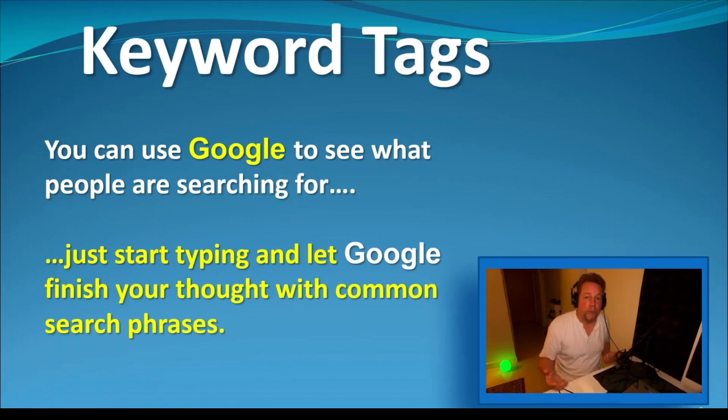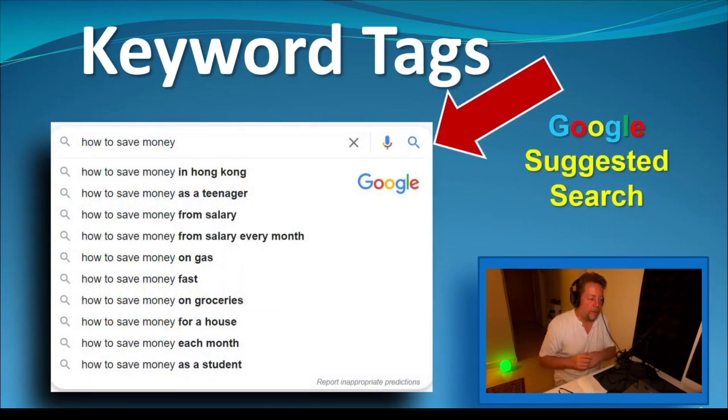One way is by going to Google. They have a suggested search function. If you start to type in a phrase, it'll finish the phrase for you based on what's most popular. So for example, how to save money. You can see all of the different suggestions it gives me. Some of them might fit, some of them might not be relevant to my content, but if you're thinking about what to do your next video on, and my video is about saving money and budgeting, this gives you a lot of different ideas about what you could do.